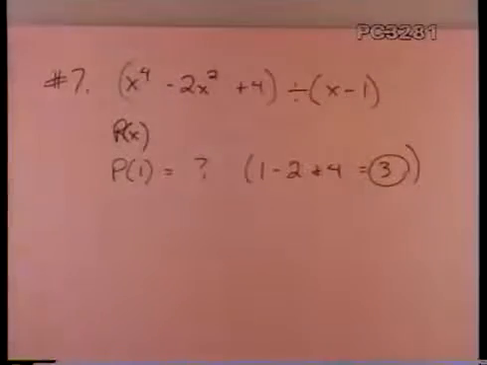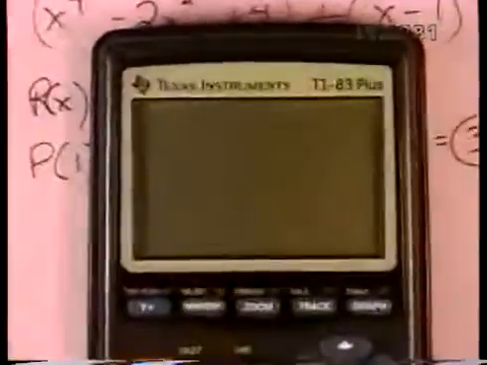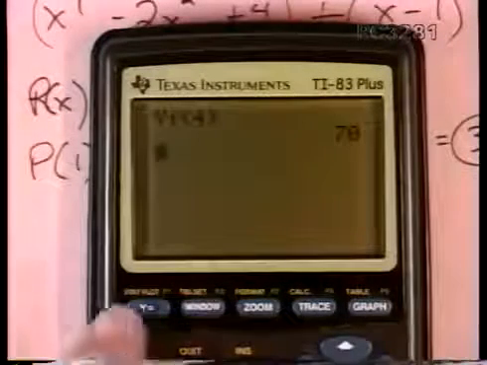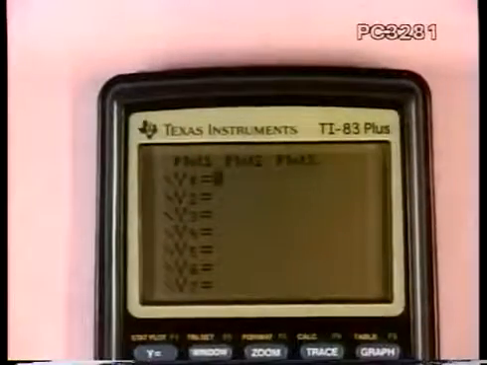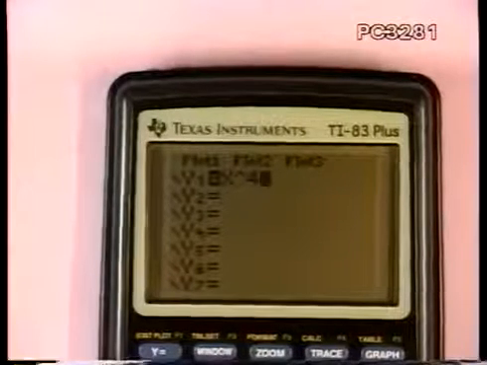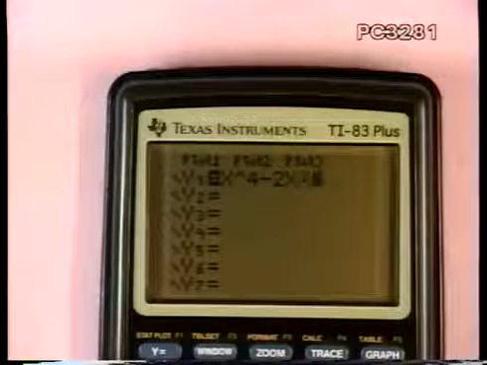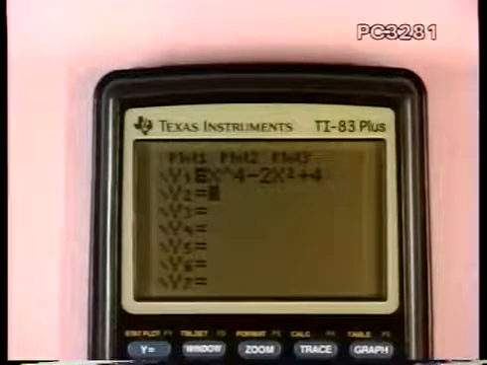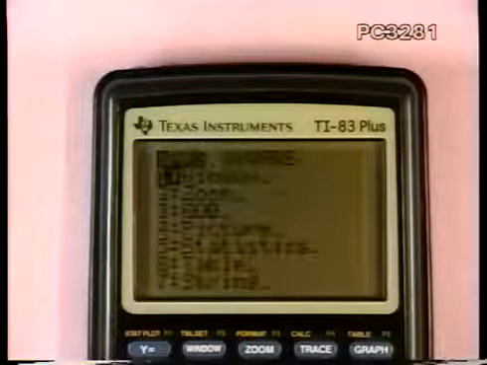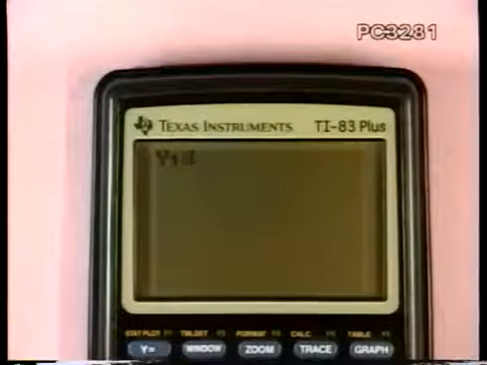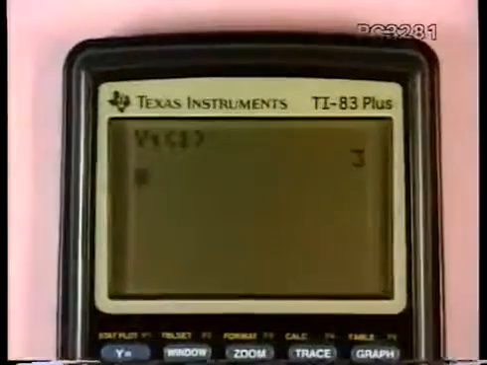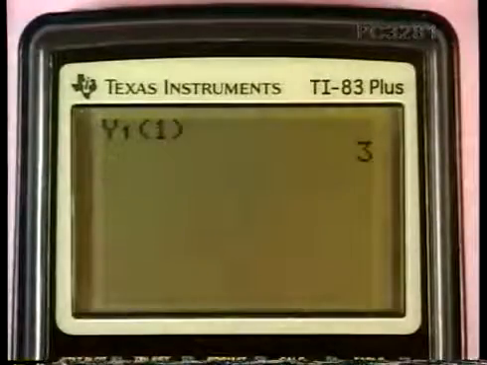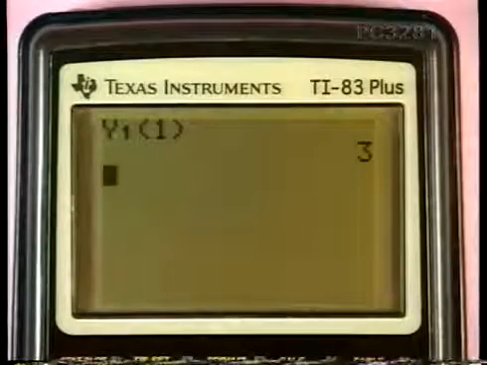If you want to type this in on your calculator and calculate it that way, that's fine. We did that with the problem earlier, and I'll do it again. I would type in x to the 4th minus 2x squared plus 4. Then I would go vars, y vars, function number 1. I want to calculate P of 1, and I get 3. That's my remainder. That's how you find your remainder without actually doing your division. So that's what you will be doing in questions 6 through 8.